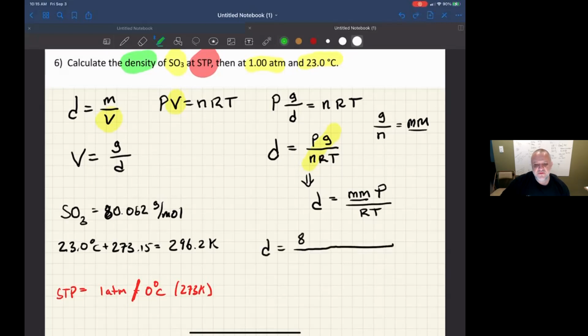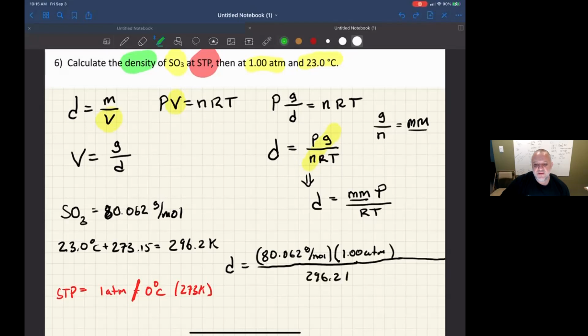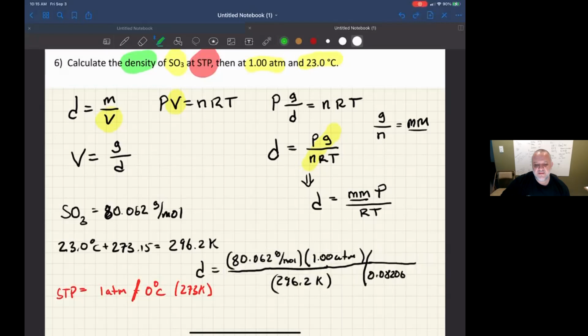And so let's take a look here. In the first one, density equals, now here's my molar mass, 80.062 grams per mole. Looks like I'm going to need some more room. Put this pressure in here, 1.00 atmospheres. Let me put my temperature in the numerator, 296.2 Kelvin. I'm going to put my gas constant, move that over, 0.08206 liters times atmospheres. Can move these up to the numerator, mole times Kelvin. And now I've got everything that I need.